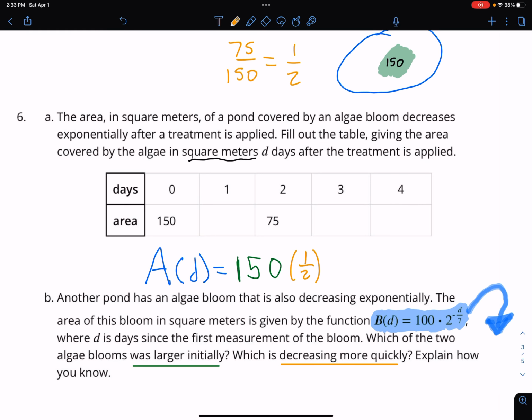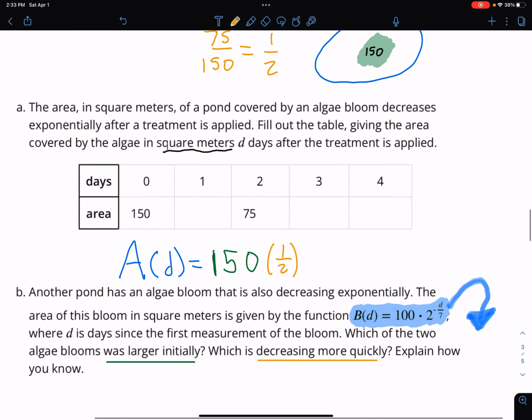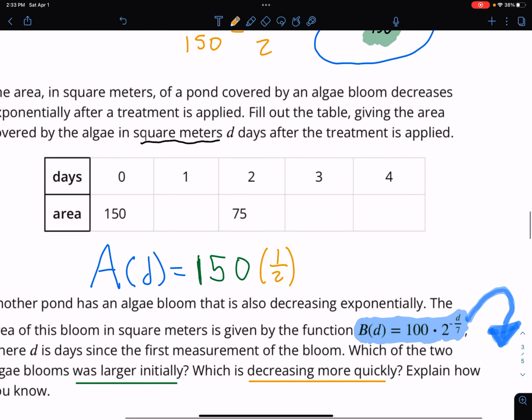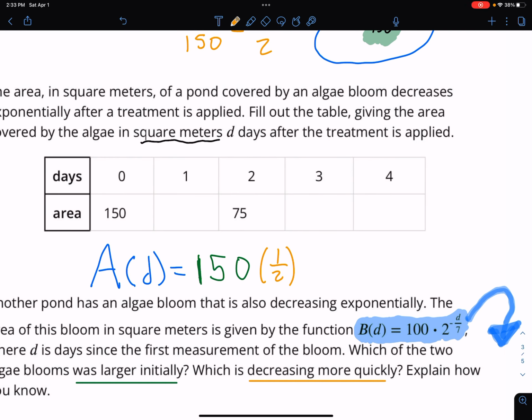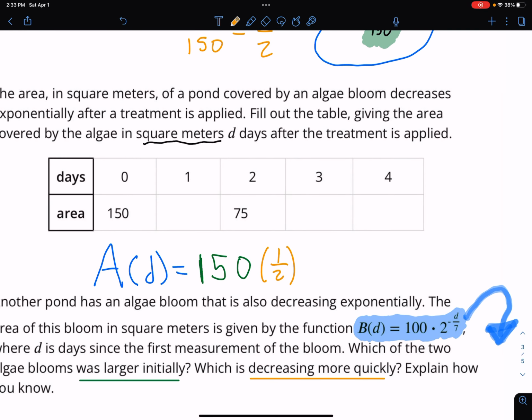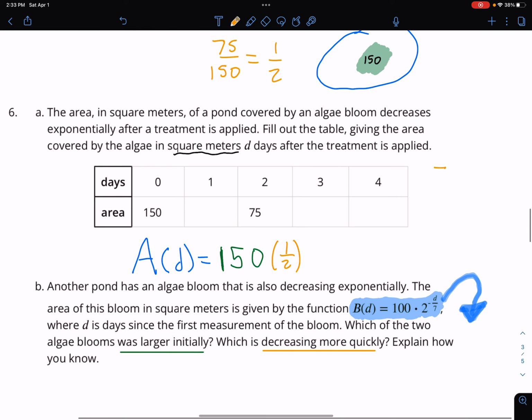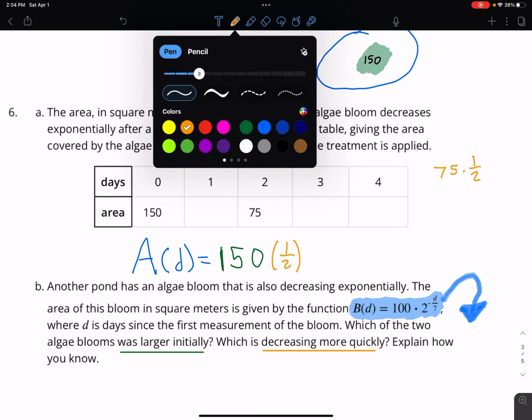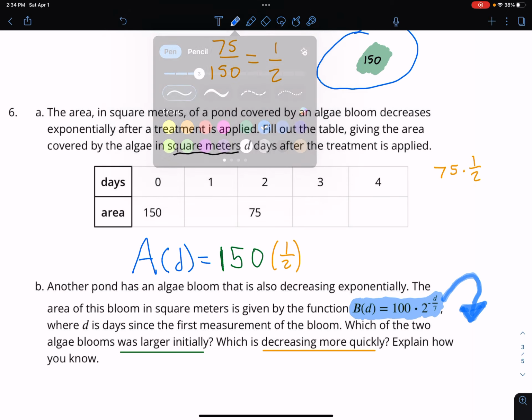The 1 and the 3 look like they might be a little bit scary. But look at 4, that'd be 2 days later. What happens after 2 days? You're going to get 75 times 1/2. And what's 75 times 1/2? I know that half of 70 is 35 and half of 5 is 2.5. I'm pretty sure that's going to be 37.5.